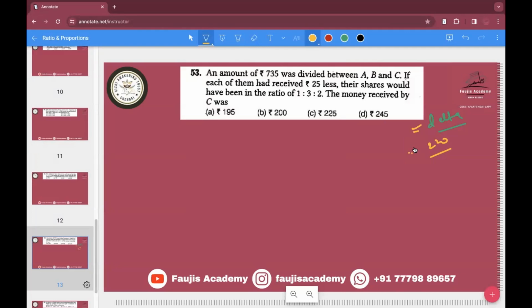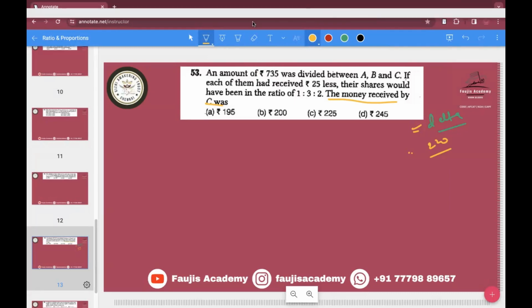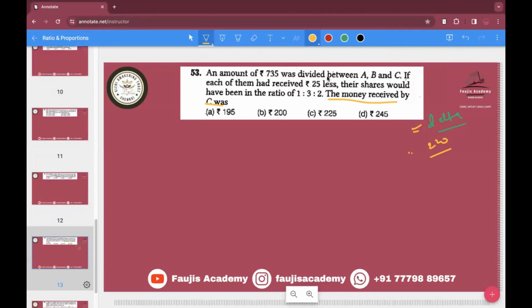The money received by C was, okay, so they are asking how much was that initially. After the condition, if each of them had received 25 less, initially, out of this much, how much had they received? That's the question they asked. You want to take 1 more minute, please take it, think it through, and then I'll explain. What's the status? Sir, still doing, sir. No worries, take 1 more minute of time.